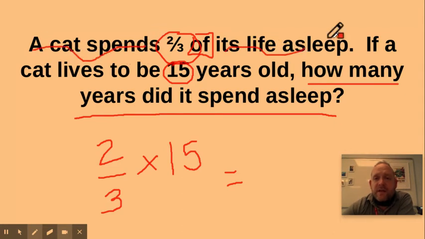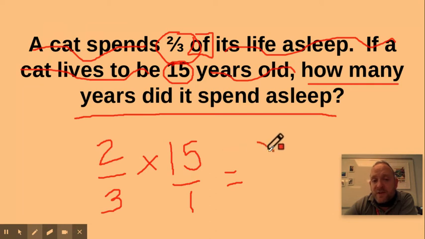I'm going to get rid of everything else. Okay, there we go. So now I have 2/3 times 15. Now this seems a lot easier, right? Just going to do what we did before. We're going to take our whole number and place it over 1. 15 whole years. We want 2/3 of that 15 whole years, and we just multiply straight across.